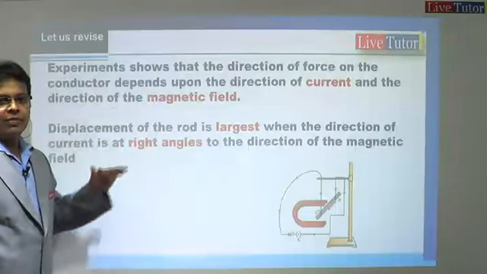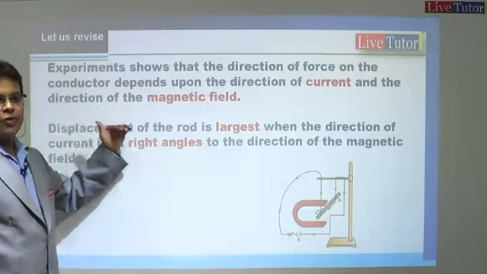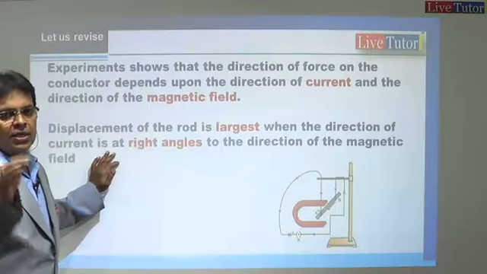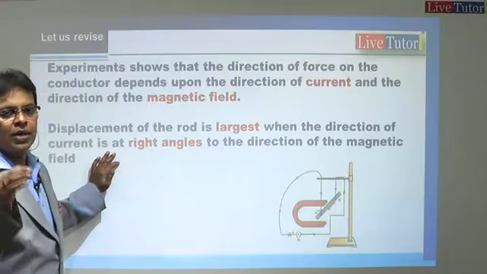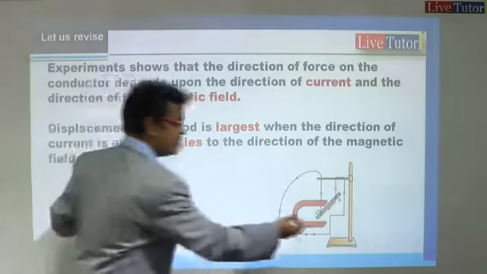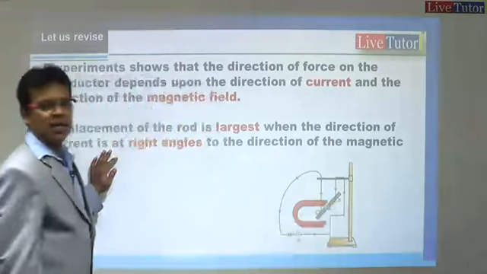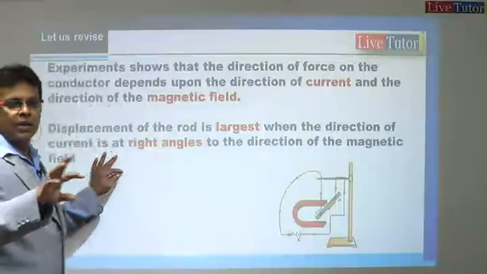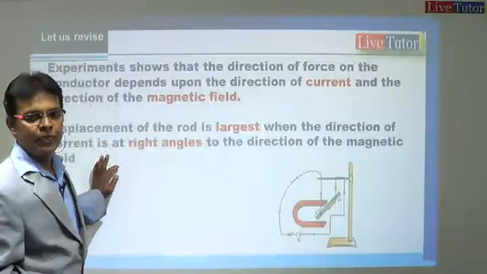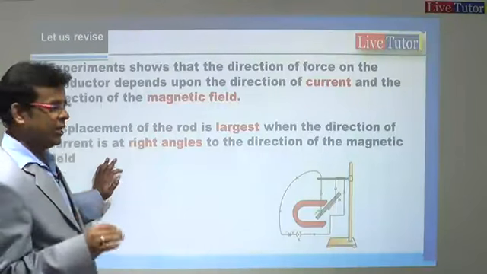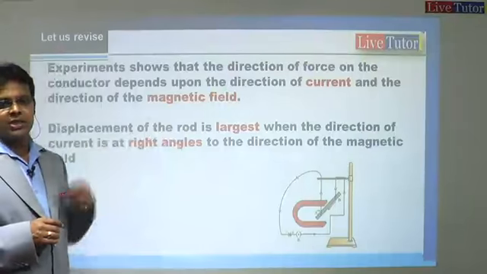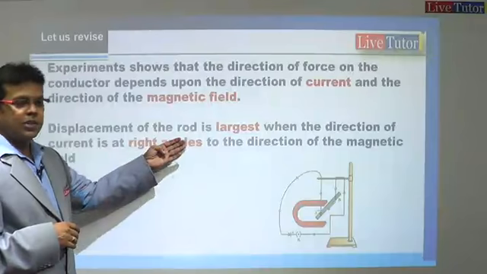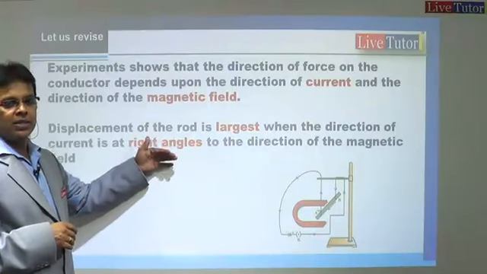based on that experiment, we have understood that the direction of force on the conductor depends on two important factors. One is the direction of current and the second one is the magnetic field. If the direction of the current is changed, the rod will deflect to one side. Right? If it is reversed, what will happen? The rod will deflect to the other side. Right? And similarly, the displacement of the rod is largest when the direction of current and the magnetic field are at right angles to each other. Because sometimes this question will be put like this.